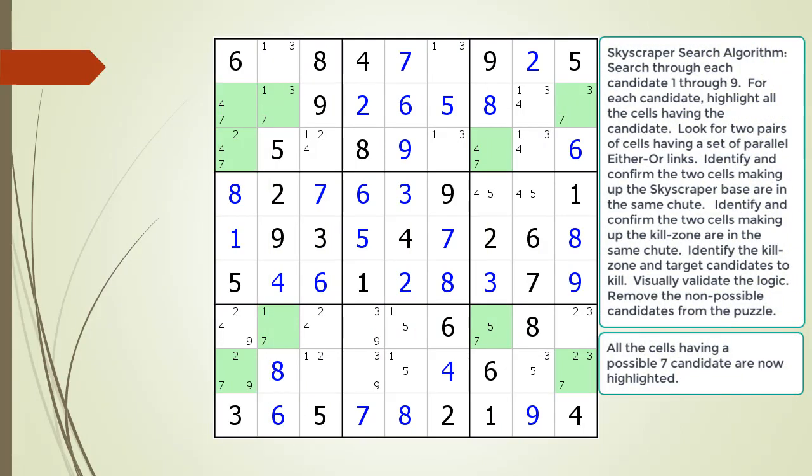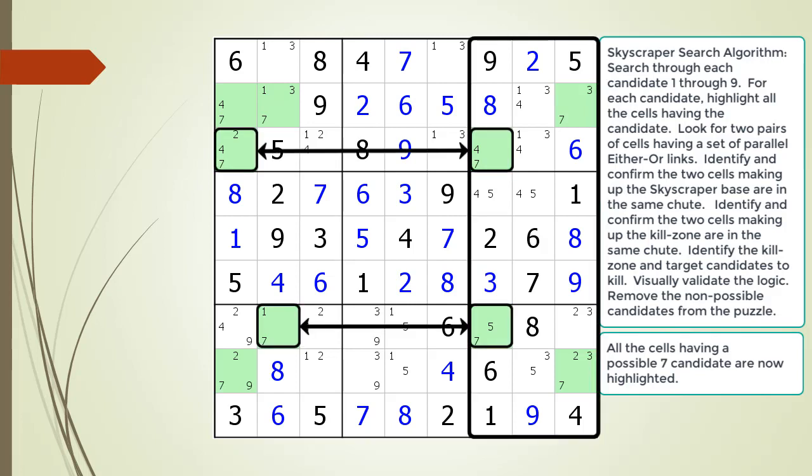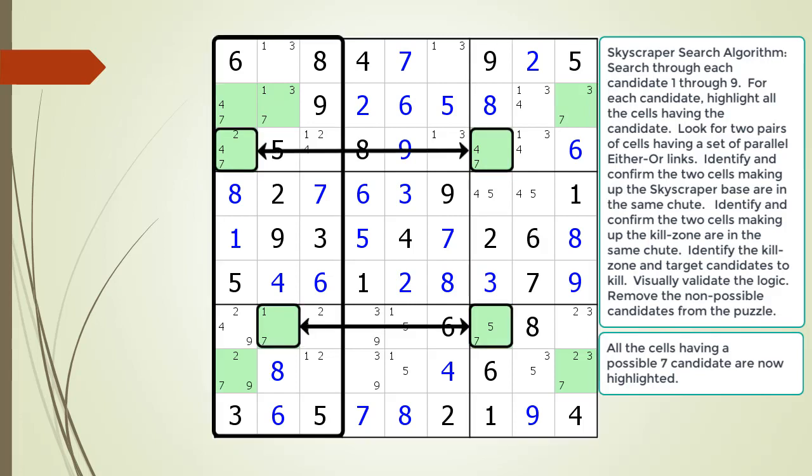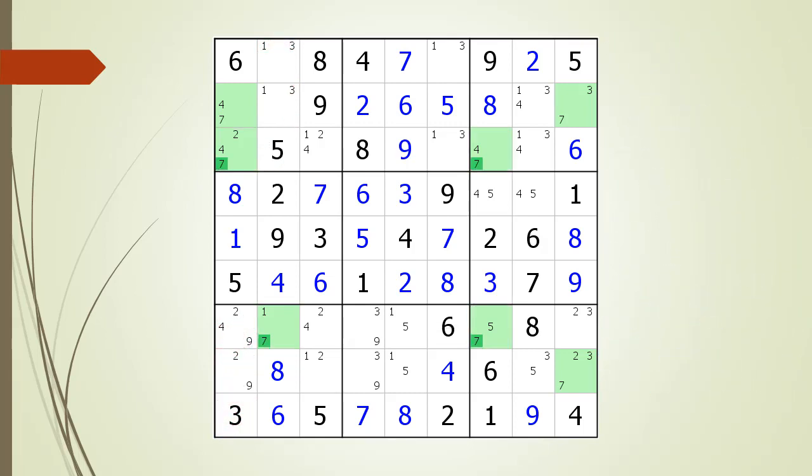Here is the next example. All the cells having a possible 7 candidate have been highlighted. We find 2 sets of parallel either-or links. We identify the chute for the base cells. We identify the chute for the kill zone. Here is the kill zone and target candidates to kill. We remove the non-possible candidates.